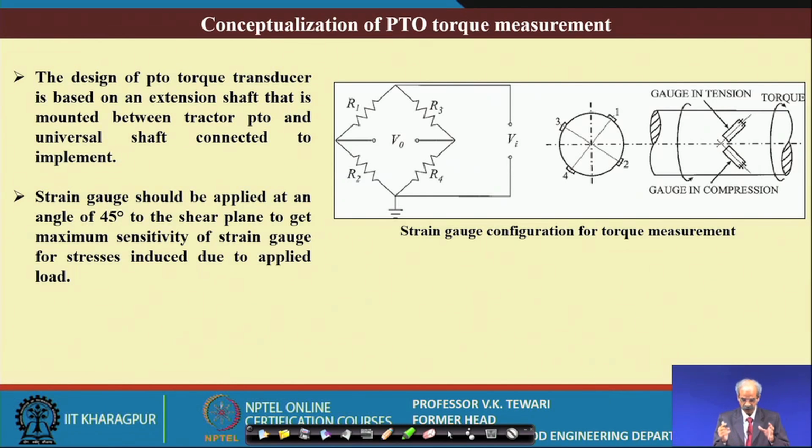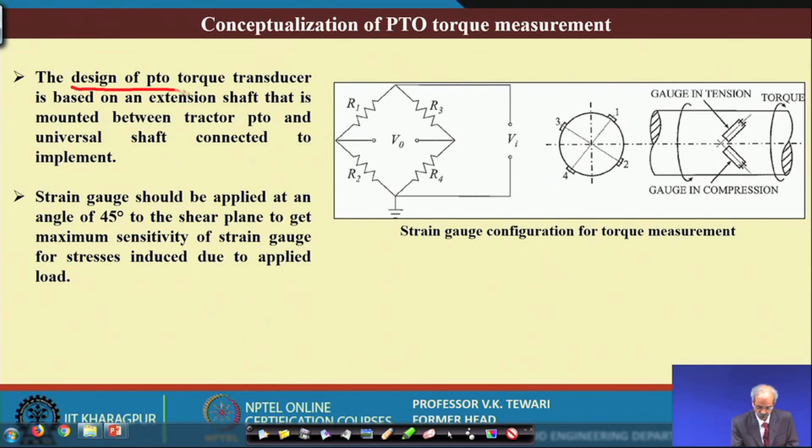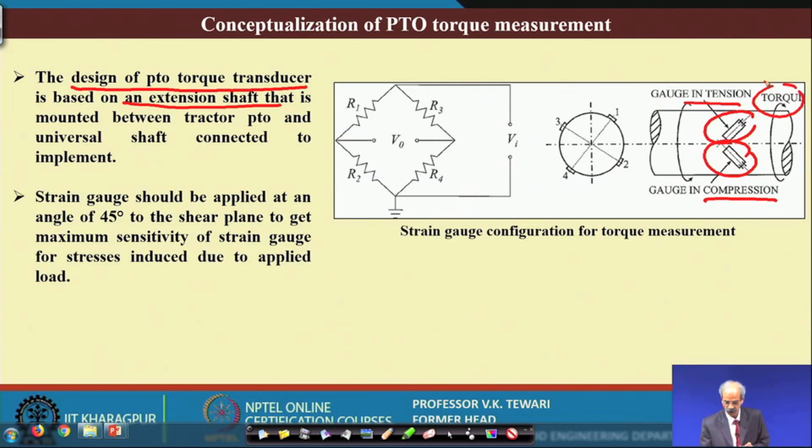Now, here the concept is similar to what you have seen for strain gauges with the Wheatstone bridge and other details, and where the strain gauges are to be put. You can see that the strain gauges are to be put into the PTO torque transducer here. So, the extension shaft, as I told you, the extension has to be made, and in the extension we have to put the gauges for tension and compression. You can see here this is for compression, this is for tension over here, and of course, we know that by measuring this we can get the torque of these.